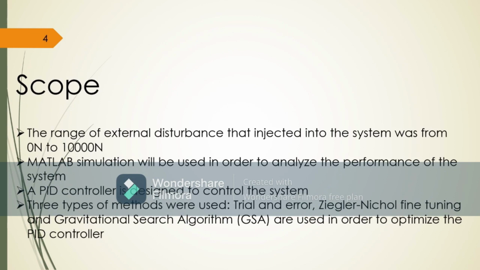First is the range of external force that is injected into the system, which was from 0 to 10,000 Newton. MATLAB simulation will be used in order to analyze the performance of the system. A PID control is designed to control the system, and three types of methods were used in order to analyze the performance of the controller. First is the trial method, second is the Ziegler-Nichols tuning method, and third is the gravitational search algorithm.